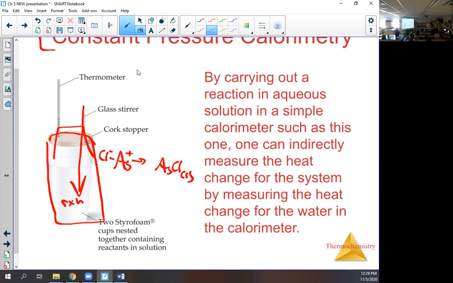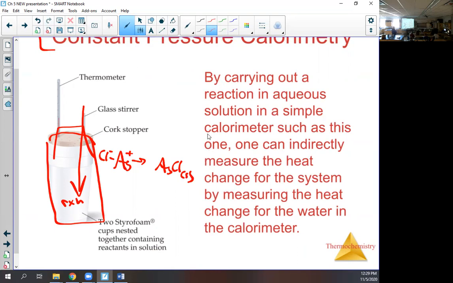Are we making hot chocolate? No, we're not. We're just using styrofoam cups. Would the glass stir add work? It won't add work. The glass stir is part of the system, so some energy will be lost there, so that adds error, but it's not that much.